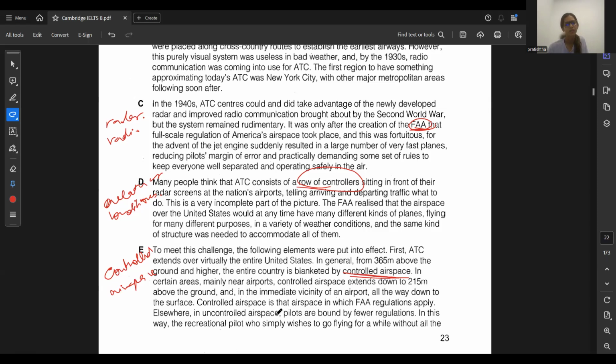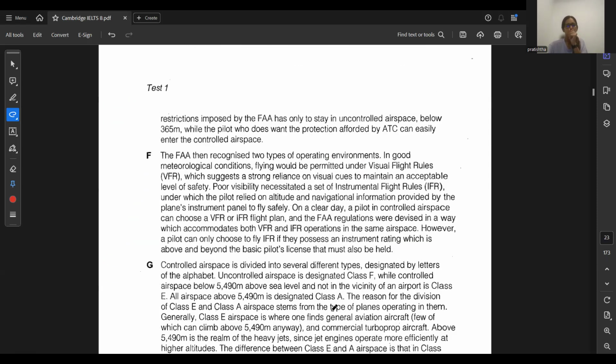Pilots are bound by many regulations. In this way, the recreational pilot who simply wishes to go flying for a while without the restrictions imposed by the FAA has only to stay in uncontrolled airspace. Basically, a certain amount of the air is controlled, and a certain amount is not controlled. So it's talking about pilots who want to fly for recreational purposes versus pilots who really want to be in a controlled situation.